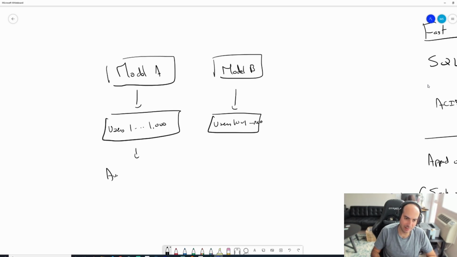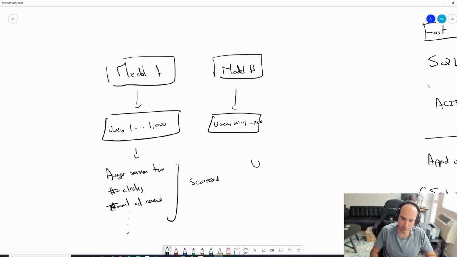You're going to get average session time, number of clicks, amount of ad revenue, and all of these metrics represent a scorecard. Then you visually inspect the scorecard and decide what you want to do, what's more important for you.